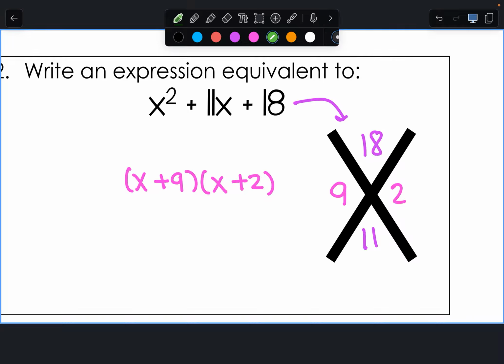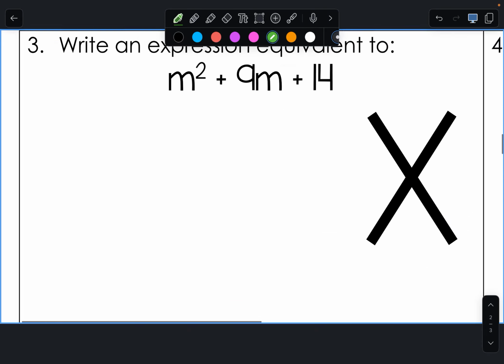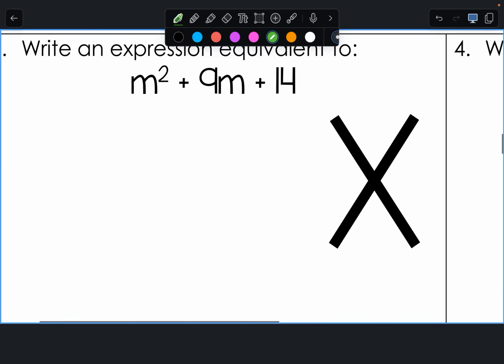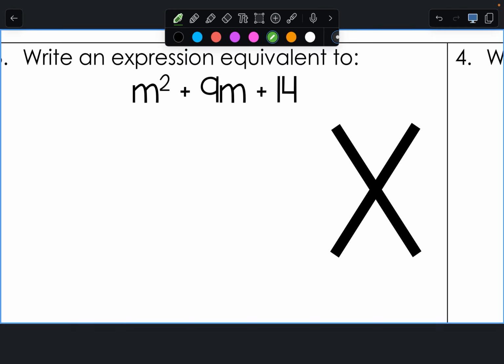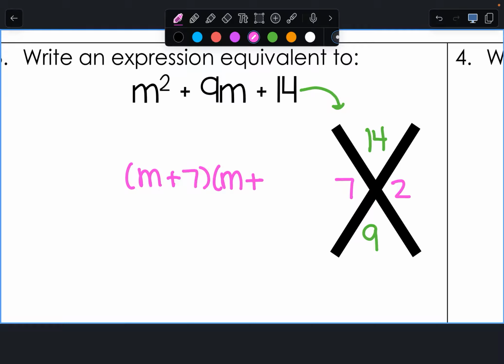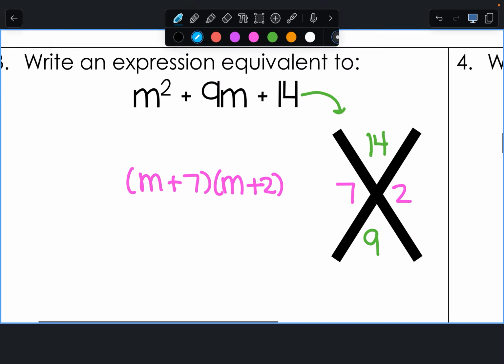Now, obviously, it gets trickier. It doesn't get more difficult, but it does get trickier when it comes to negatives. So I'll show you when we get to one of those. I'll show you how to get the correct answer every single time, so there's no guessing involved. Okay. So last number falls to the top. Middle number goes to the bottom. Two numbers that multiply to get 14 and add to get 9. 7 and 2. So my binomial is m plus 7 times m plus 2. Questions? All right. That was number 3.